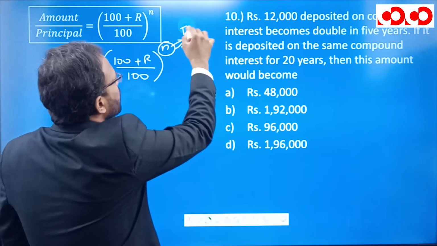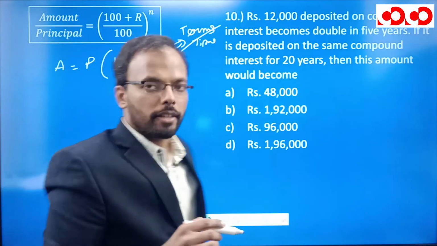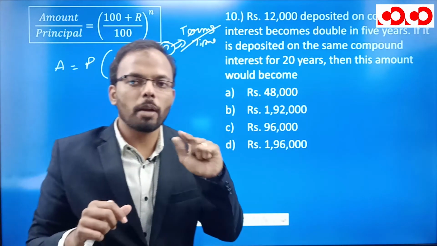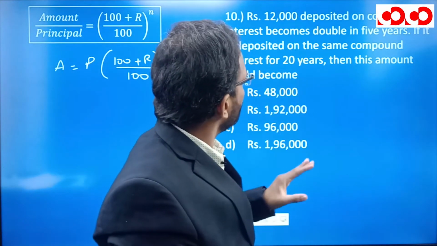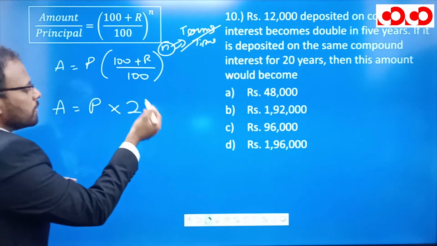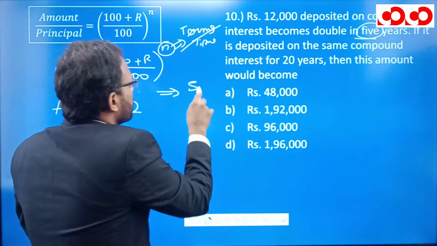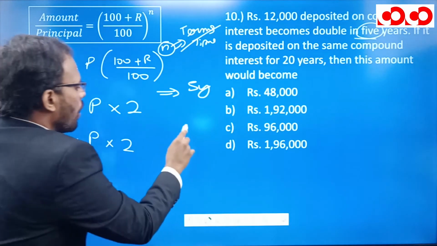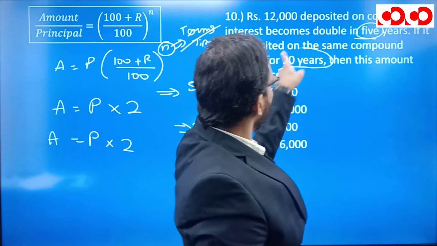What is this n? This is the terms or the time, how many times you are calculating it, that is the n which is in the power of this factor 100 plus r by 100 to the power of n. Now see, amount deposited was 12,000. So the amount deposited is 12,000 and it becomes 2 times in how much time? In 5 years. Now this amount will become principal, and now you are doing it for 20 years. How much will it become in 20 years is what it is asking.